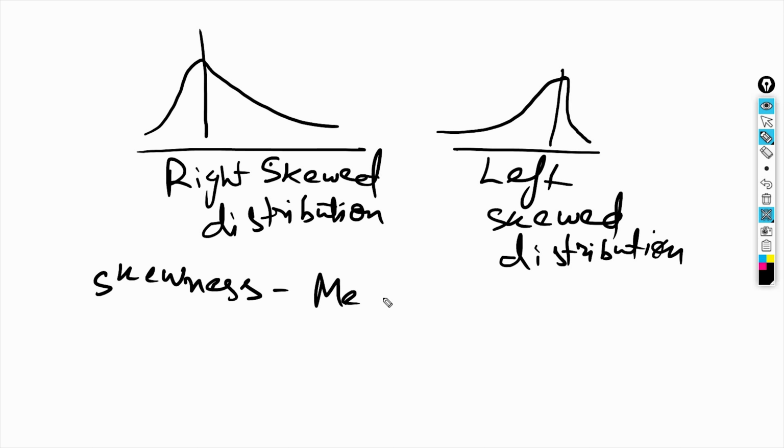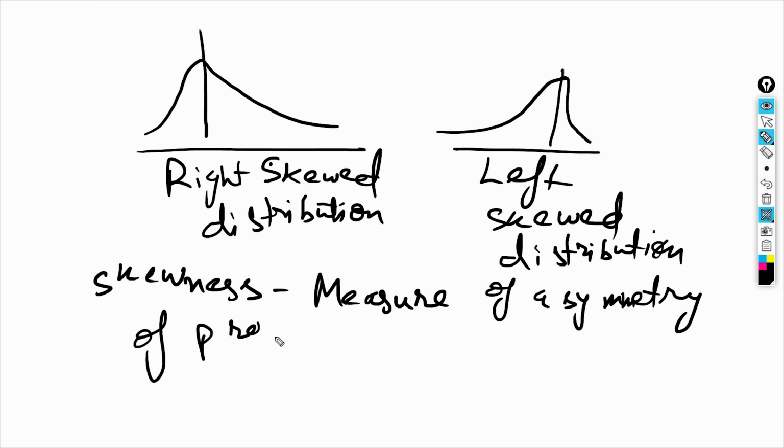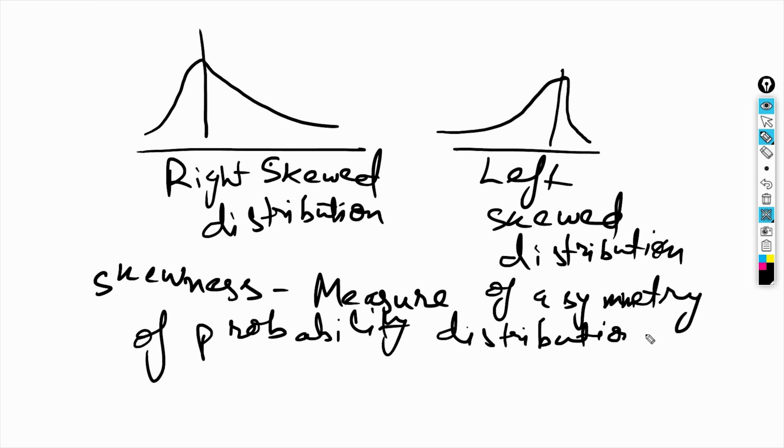Which is the measure of asymmetry of the probability distribution of a real random variable.